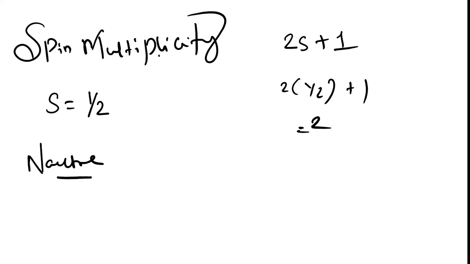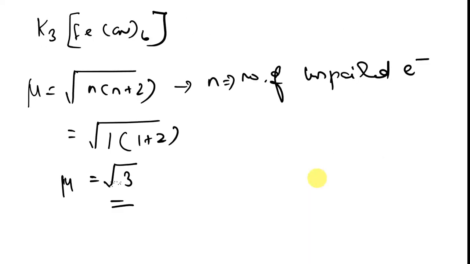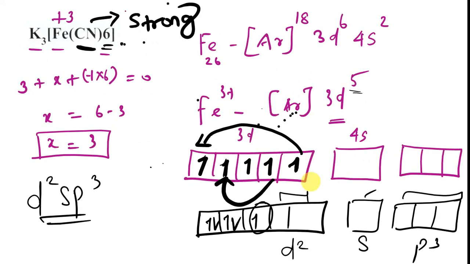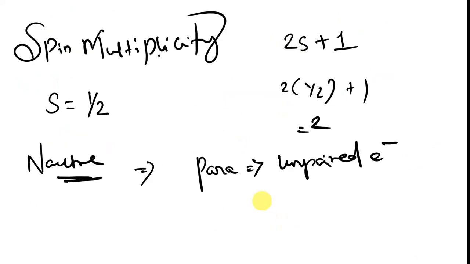Then the nature of that complex. Nature of the complex in the sense whether it is paramagnetic or diamagnetic. So paramagnetic means it should have unpaired electrons. Whether these are unpaired electrons? Yes, here there is one unpaired electron. So it is paramagnetic. So the nature is paramagnetic.